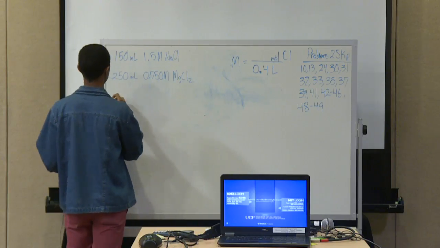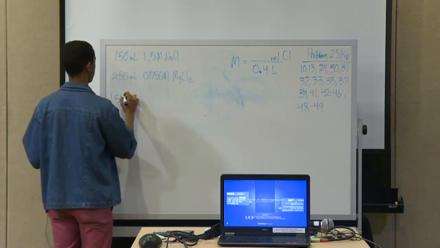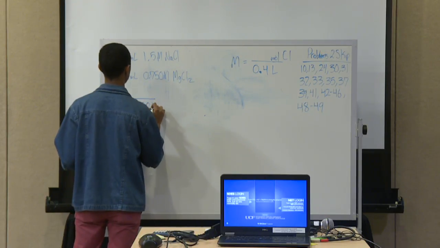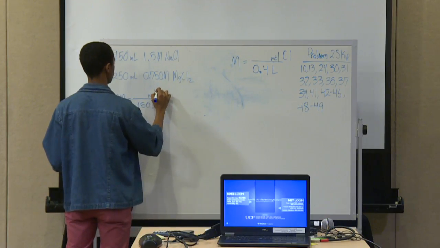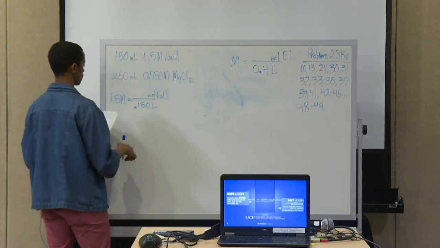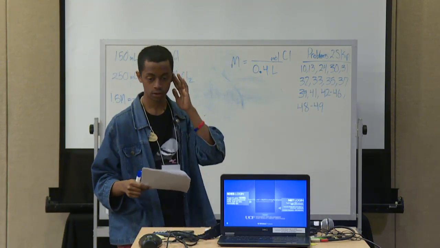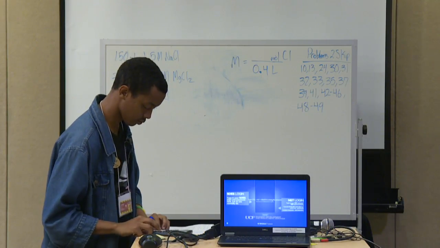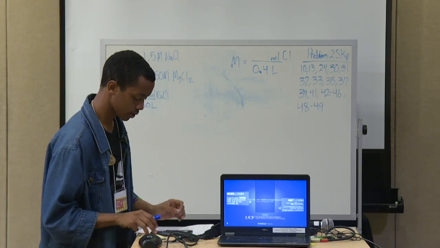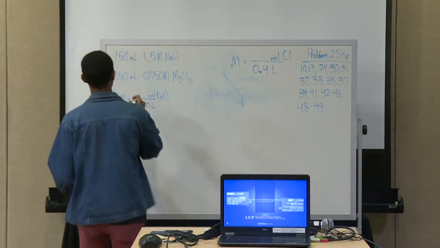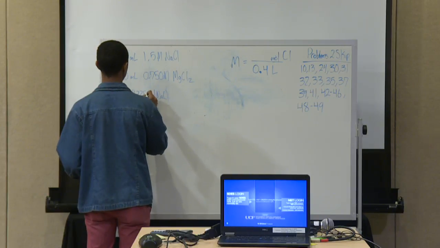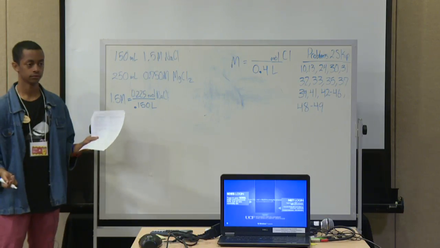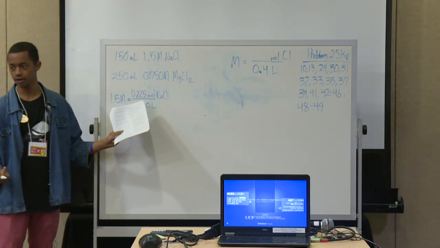So set up molarity equations for the first one, 1.5 M NaCl, and I have 0.150 liters of it. So how many moles of NaCl do I have? So we can do 1.5 times 0.150, 0.225. So if I have 0.225 moles of NaCl, how many moles of Cl do I have? Usually I just have 0.225, right? Because everything's 1 to 1.